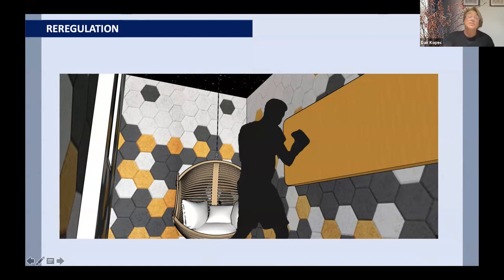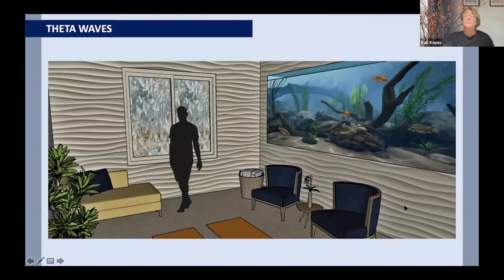And so here you've got the chair with the rocking motion. It's suspended from the ceiling, so if it gets kicked or knocked around or whatever, the rocking motion will help to bring the kid back to equilibrium and back to balance. And so that was what we would use for re-regulation.